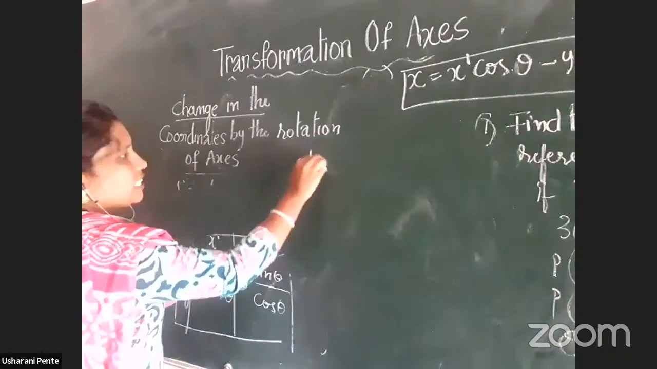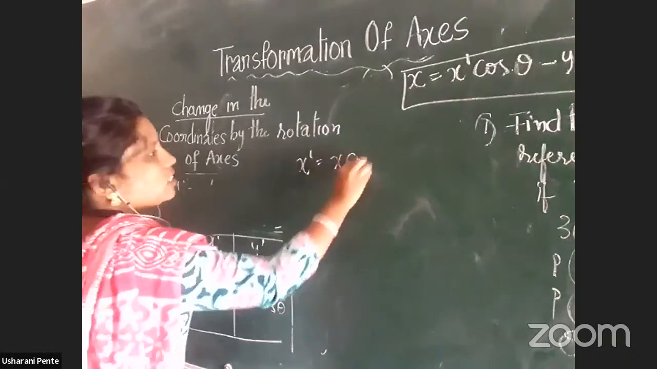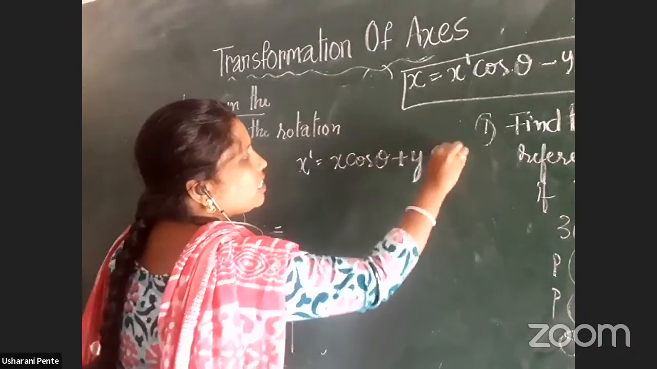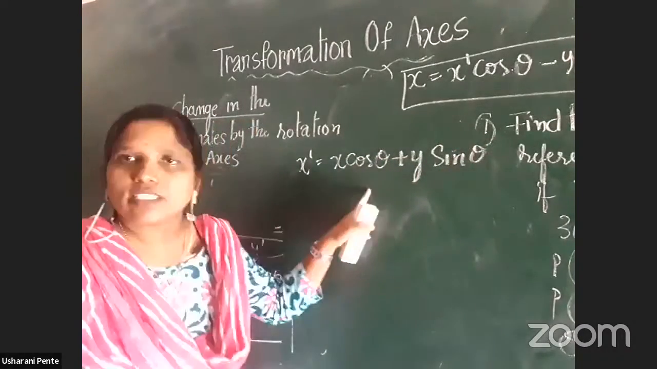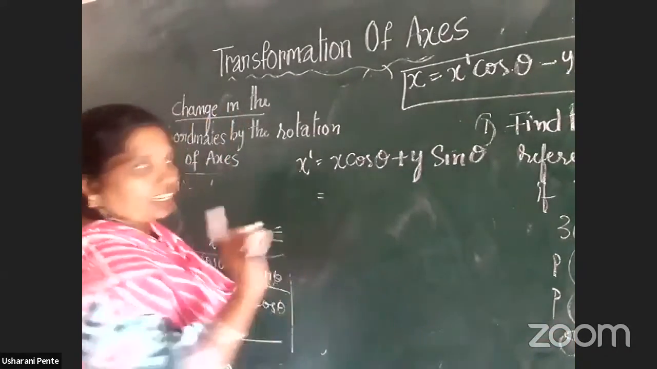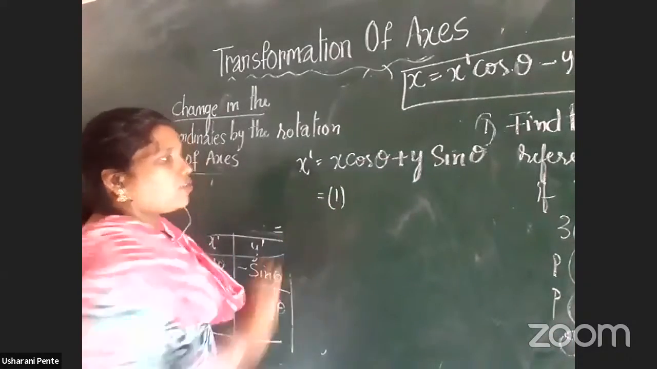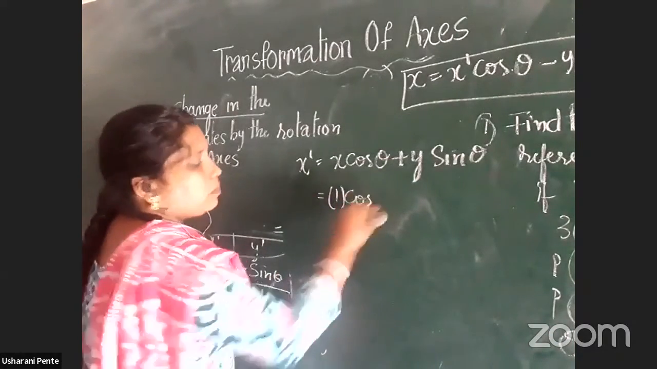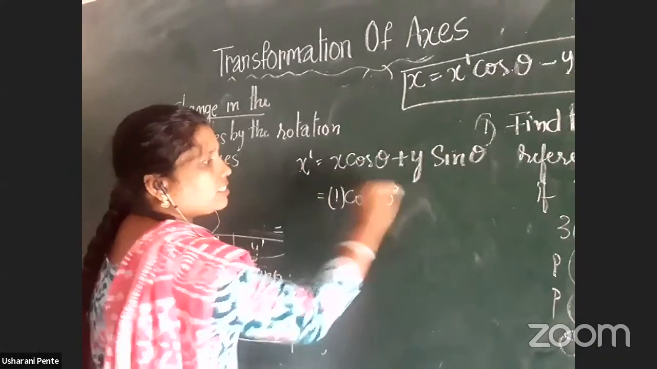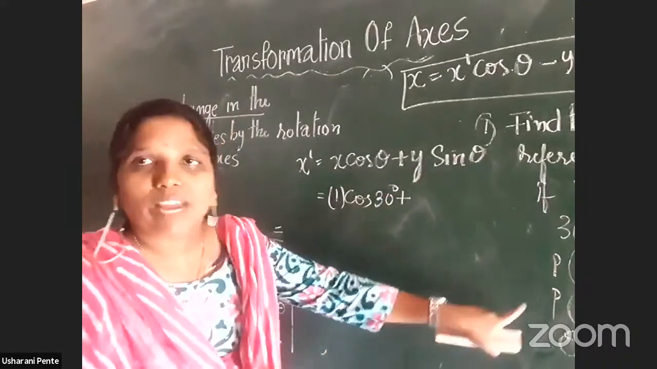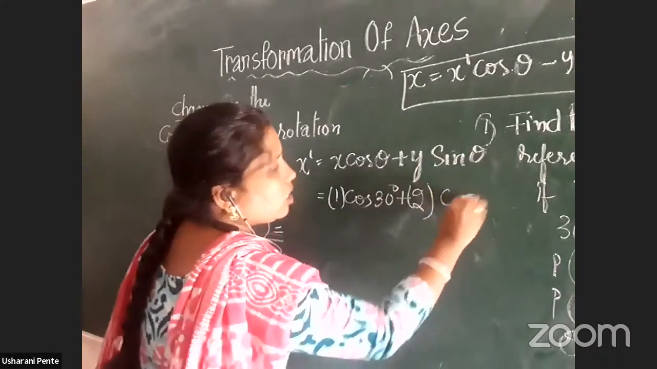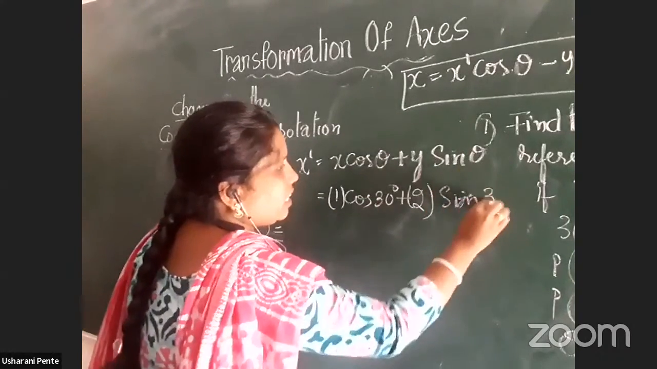So X dash can be found out by X cos theta plus Y sin theta. So what is the X coordinate they have given us? That is 1. So in place of X, I'm substituting 1. And in place of theta, what have they given? They have given us 30 degrees. Plus, in place of Y, the Y coordinate they have given us is 2, and it is sine 30 degrees.